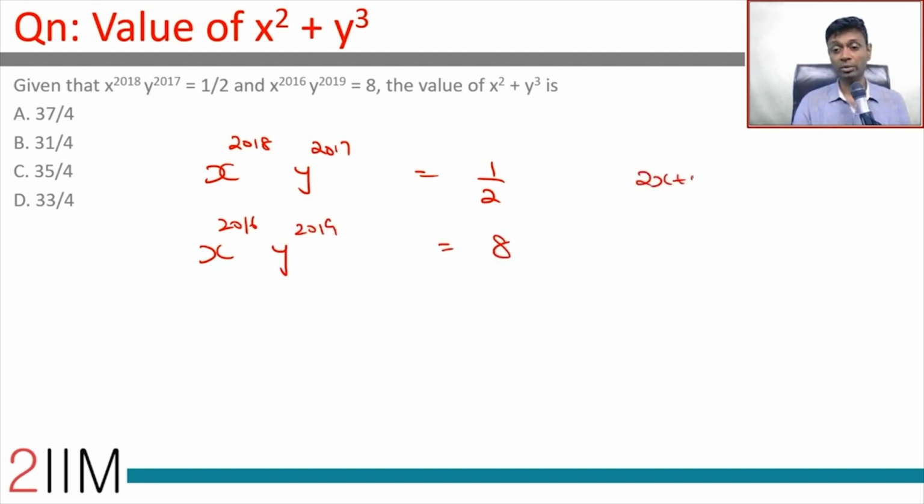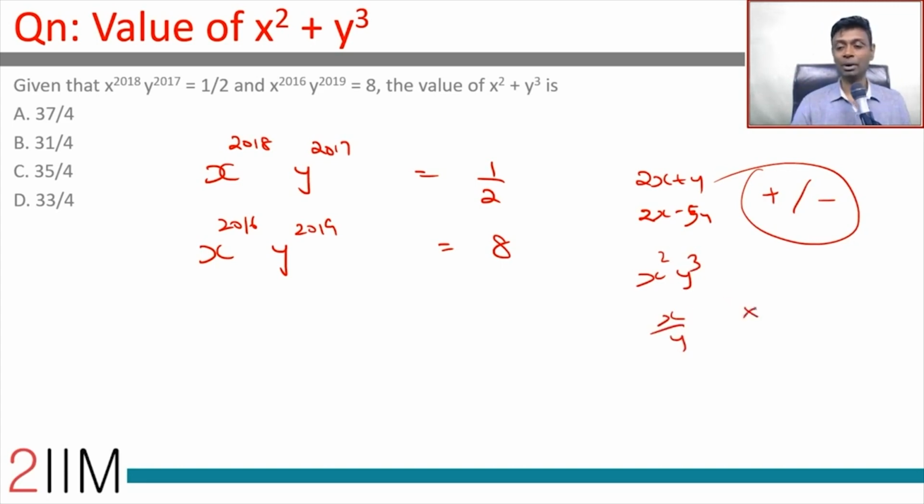Whenever you have equations of form 2x plus y, 2x minus 5y, stuff like that, then adding or subtracting equations works. Whenever dealing with x square into y cube, x by y, then multiplying or dividing works better. So either we multiply these two equations or we divide one by the other. So the powers get added, that makes life simpler. If we multiply these two, it will become x bar 4034 and y bar 4036. Two different powers. I don't like that. Suppose we divide one by the other, this becomes x square by y square, both same power. That is lovely. So let's divide one by the other.